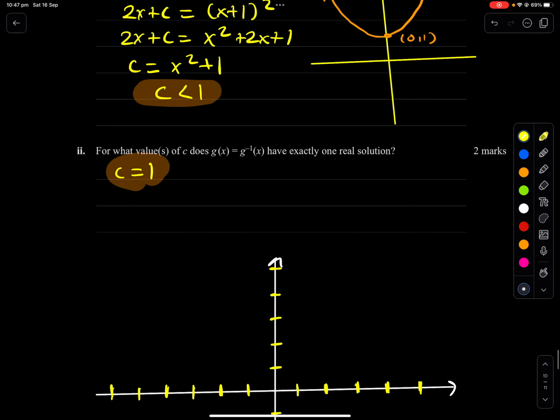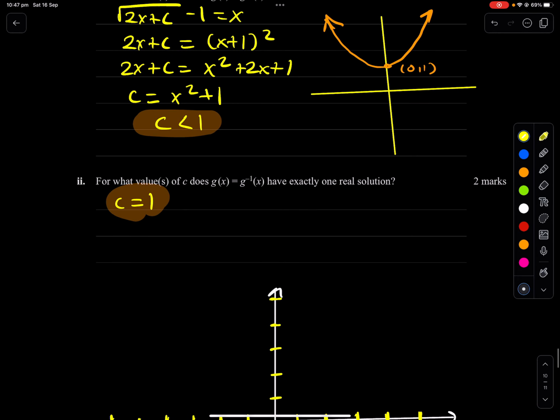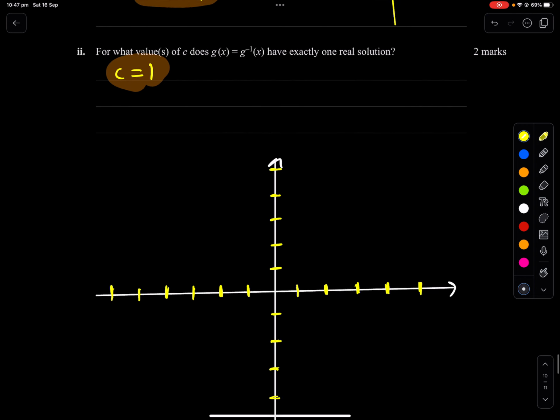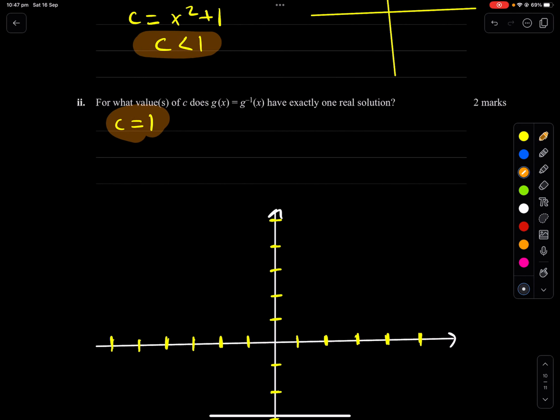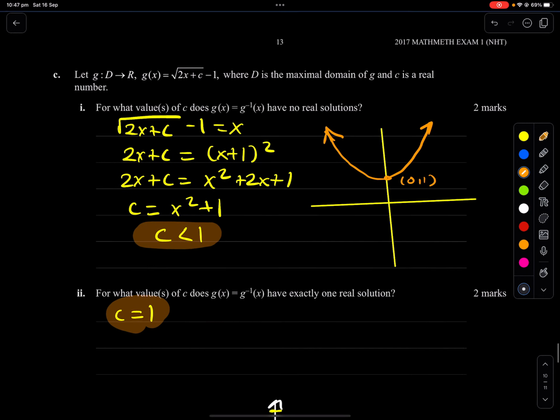Okay, so we know that when c equals 1, that's going to give us one real solution. And when c is less than 1, it's going to give us no solution. So we should just try out where c is greater than 1, like c equals 2. Let's try c equals 2, just as a guess. So when c equals 2, let's take both equations.